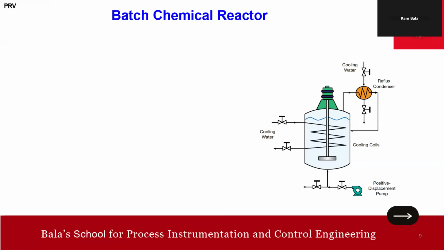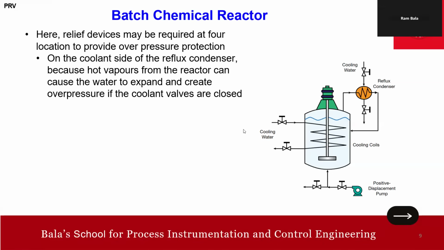Then the third, on the coolant side of the reflux condenser here. Yes, the coolant side of the reflux condenser, because hot vapor from the reactor can cause the water to expand and create an overpressure if coolant valves are closed. So this is also one of the places where we need a relief device, on the coolant side here.